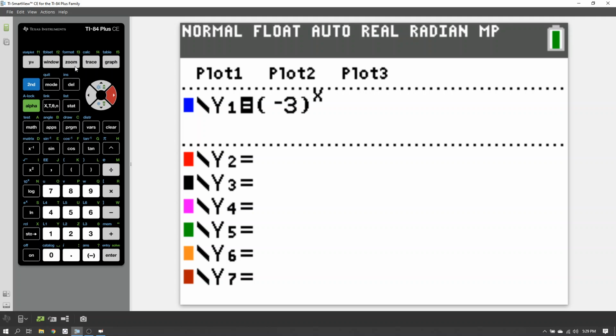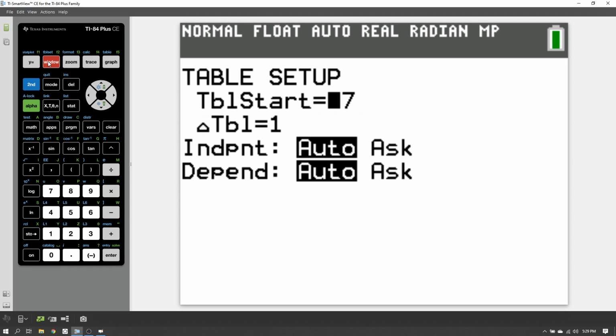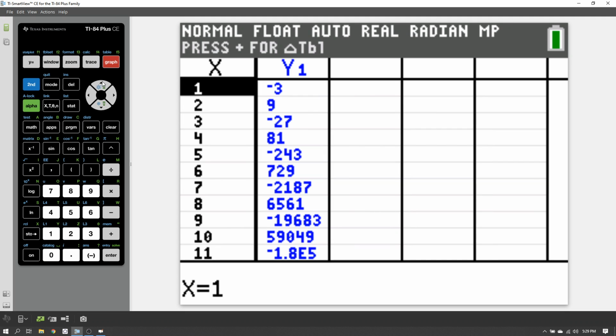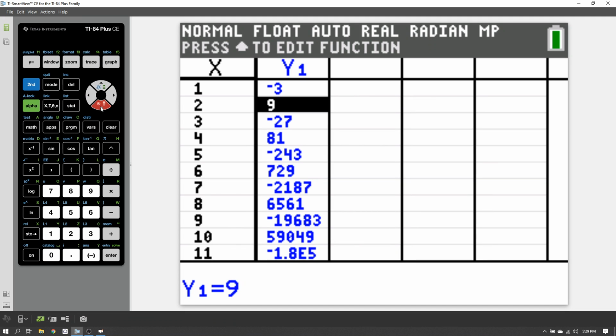Now I want this to start back at 1. So one way you could do that, if you go second window, which says table set up there, you can tell it right now it's going to start at 17. I want it to start at 1. And then this second thing, this delta table that you see here, is telling you how much to increment by. We're going to leave that at 1. Okay, so let's make the table again and look at the values.